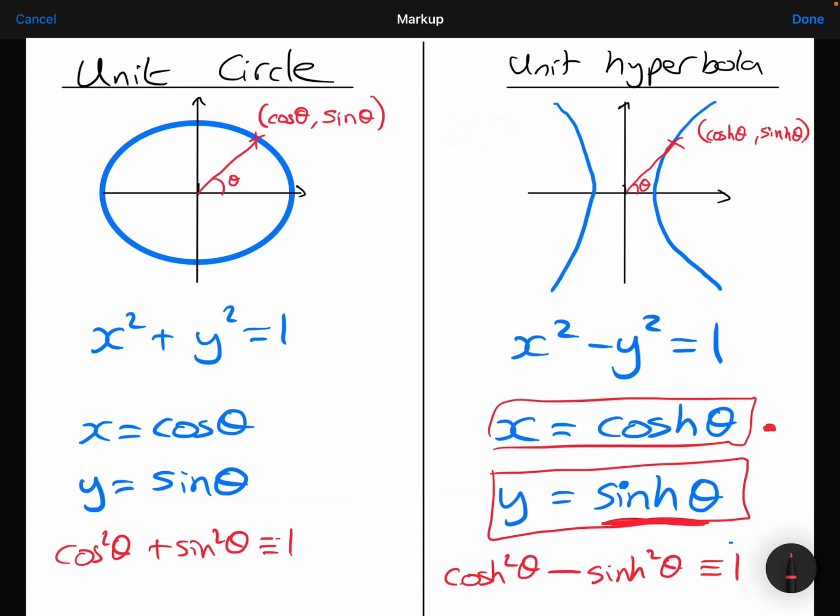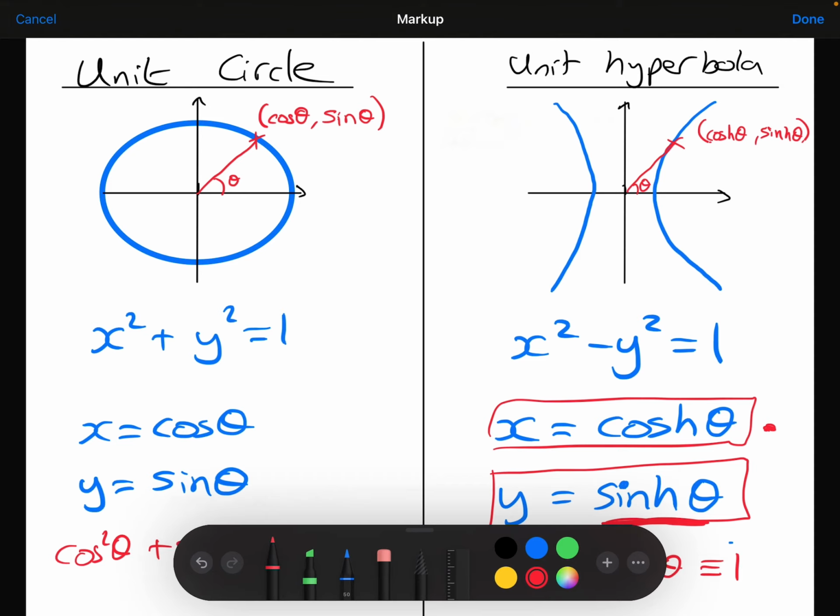So that is how we are defining these two brand new functions, cosh and sinh. They're being defined in exactly the same way that cos and sine were with the trigonometric functions, but they're being defined in terms of the hyperbola, hence why it's cosh and sinh, and not the circle.